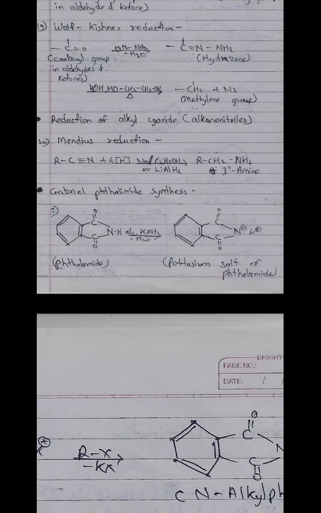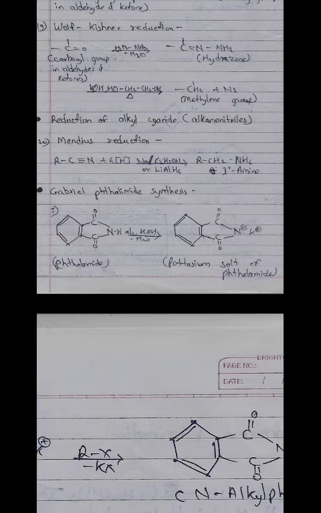Next is the Mendius reduction. In this Mendius reduction, RC double bond N, which means some nitrile compound is used, plus hydrogen plus C2H5OH or LiAlH4 will give us RCH2NH2. This is a first degree amine. So remember, this Mendius reduction gives a first degree amine.